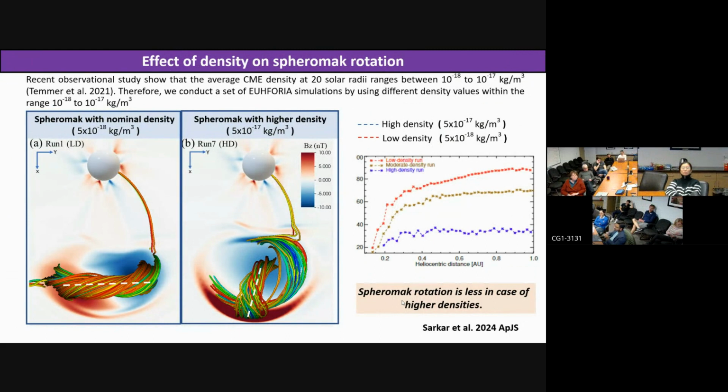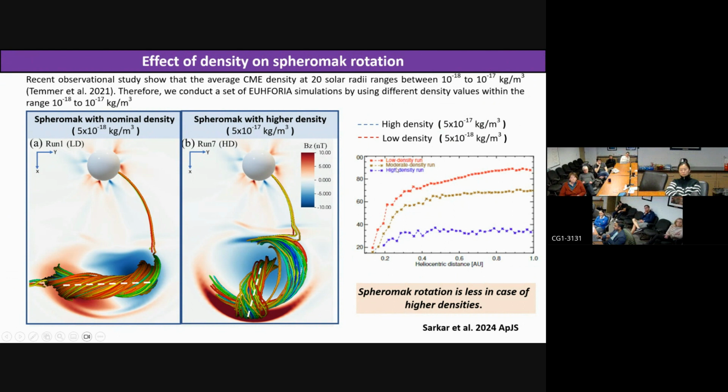Now we have also examined what happens if we change the density of the spheromak. If we raise the density of the spheromak, what kind of effect can we expect? What we have seen is that if we increase the density of the spheromak, the rotation is much less for massive spheromaks. So here is the plot where we have shown how the rotation happens with increasing heliocentric distance.